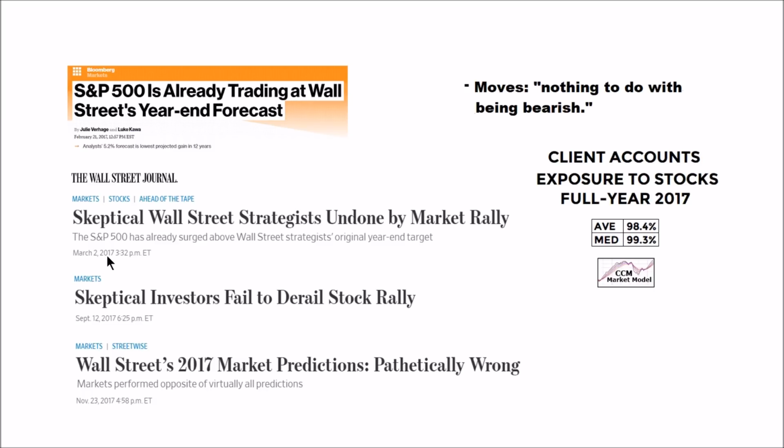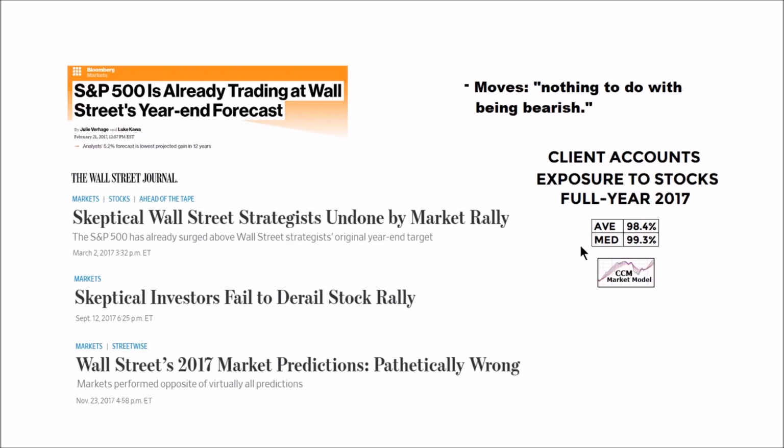March 2nd, 2017, Wall Street Journal: Skeptical Wall Street strategists undone by market rally. This was our allocation for the full year. Wall Street Journal, September 12, 2017: Skeptical investors fail to derail stock rally. And as we approached year end, the Wall Street Journal took a look back at the professional forecasts that were made before 2017 kicked off, and their conclusion: Wall Street's 2017 market predictions pathetically wrong.